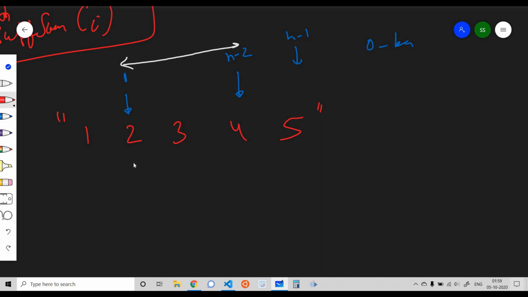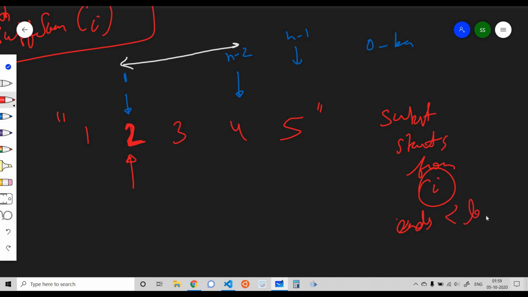Suppose I am at this index, which is 1, containing the digit 2. Now I will surely be deleting this digit. Now I want to find out how many substrings VOVA can delete in which 2 is there, and the substring starts from 2. Okay, so substrings that start from I and end before the last element, before the last digit.